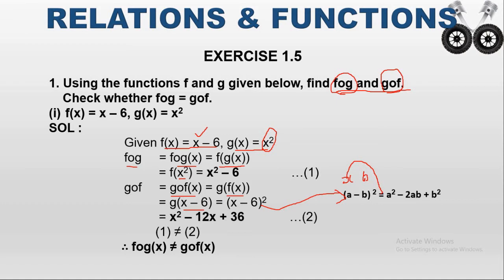Now compare equation 1 and 2. Here, 1 and 2 are not equal. What is the value for 1? It is f composition g. And what is the value for equation 2? That is g composition f. So, f composition g is not equal to g composition f.